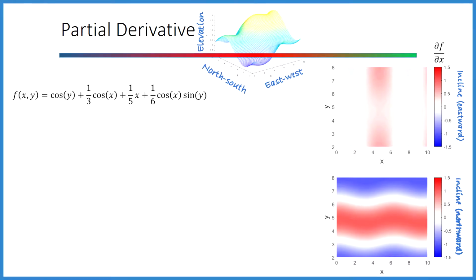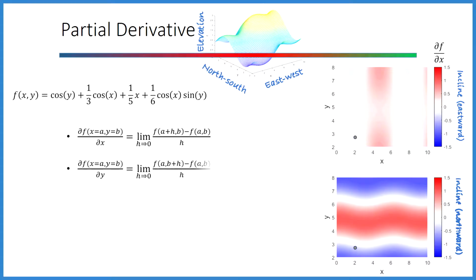So how do we compute the partial derivative from that equation? Well, let's remember our official definition of the partial derivative. The partial derivative of f with respect to x, evaluated at the point a comma b, is the limit as h approaches 0 of f of a plus h comma b minus f of a comma b, divided by h, and the partial derivative of f with respect to y is the limit as h approaches 0 of f of a comma b plus h minus f of a comma b, divided by h.